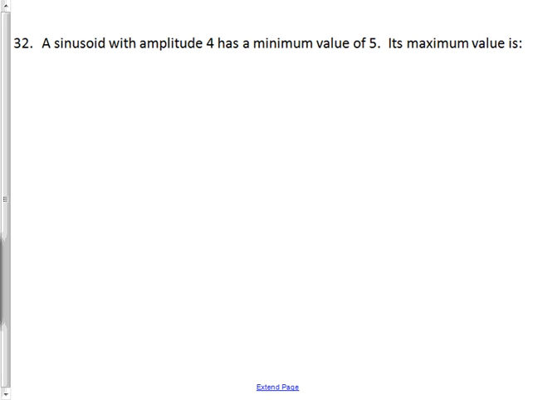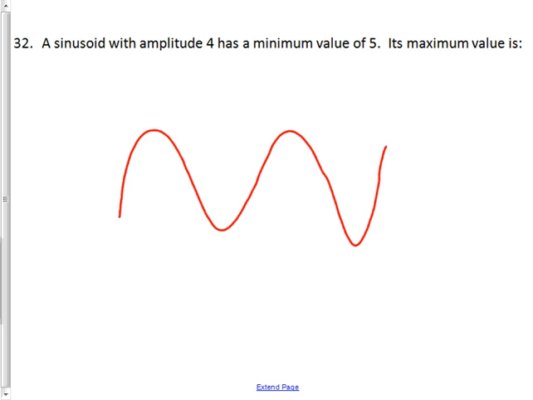Okay. A sinusoid with amplitude 4 has a minimum value of 5. Find its maximum. Okay. So if I know its amplitude is 4, that means that when it goes up and down like this, the amplitude is from here to here, right? So it has an amplitude of 4. So if its minimum, the lowest it ever goes, is 5, then what's the highest it ever goes? And it's not 9.